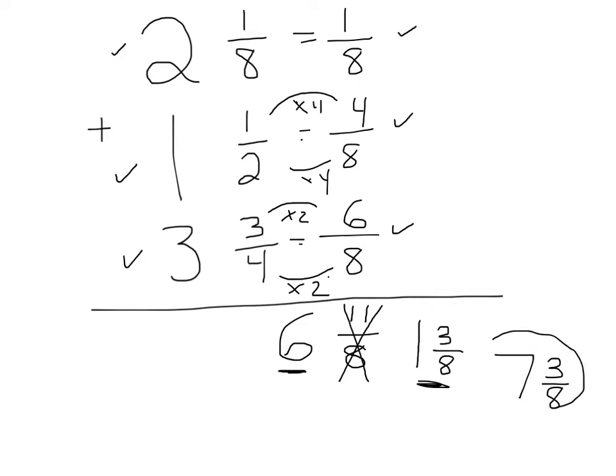Now I finally have an answer. All of my whole numbers added up to 6, and all of my fractions added up to 11/8. 11/8 is the same as 1 3/8, so I added 6 plus 1 3/8 to get 7 and 3/8. Let's look at another one.